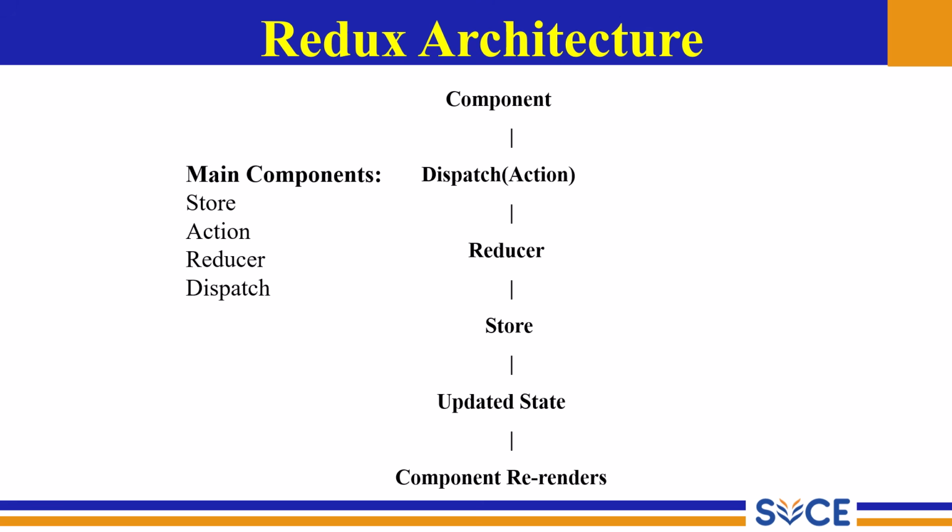Redux architecture. Redux architecture contains four major components. The components are store, action, reducer, dispatch. Now let's understand the complete flow. Suppose a user clicks the Add to Cart button. Step 1, the component creates an action. Example, add item.